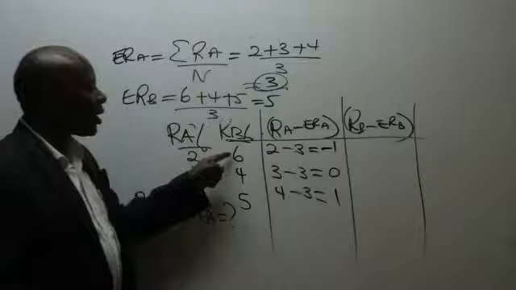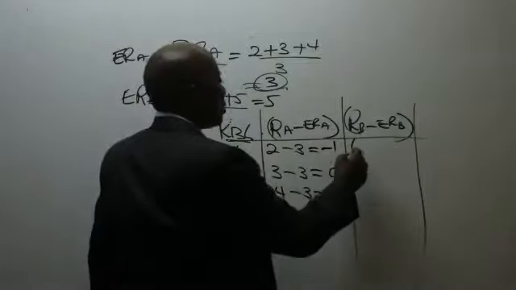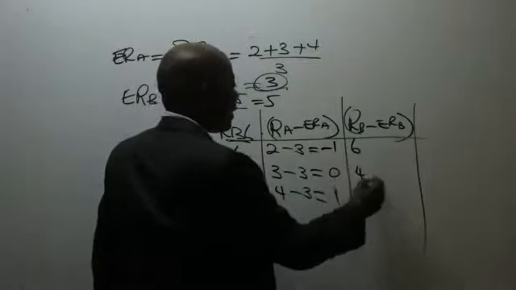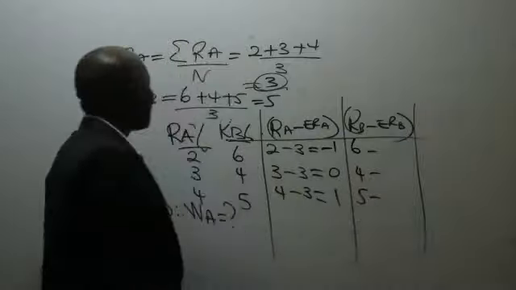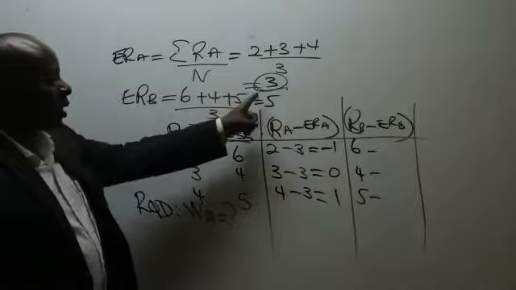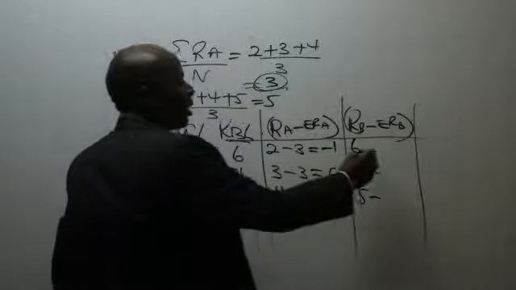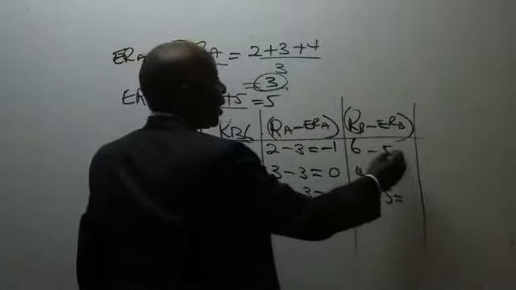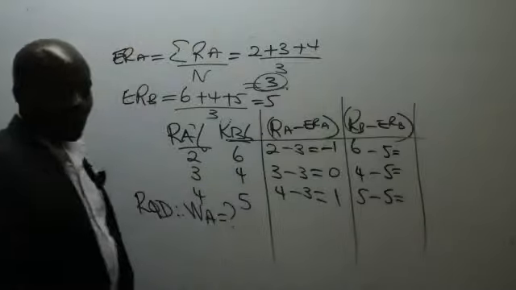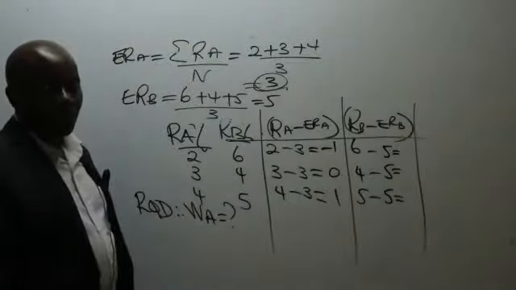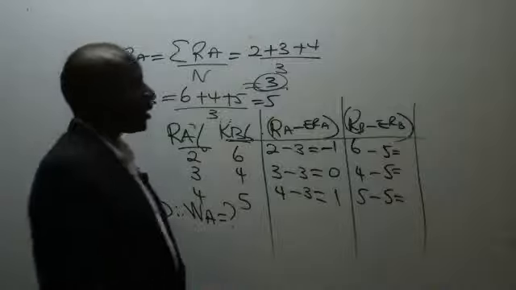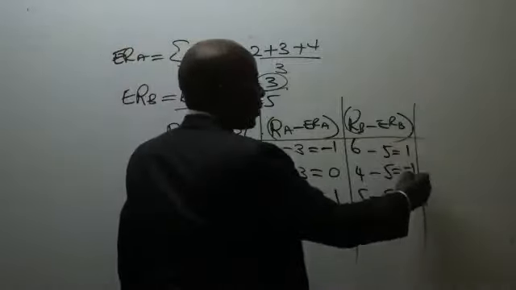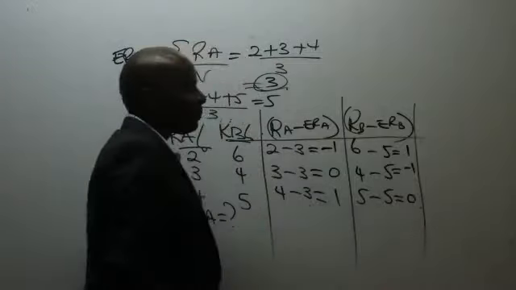For B, we already have the actual returns: 6, 4, 5, minus the expected return of B. Are you able to see it? Yes, it is 5 throughout. So could you kindly give me the simple deviations? We have 1, minus 1, and 0.